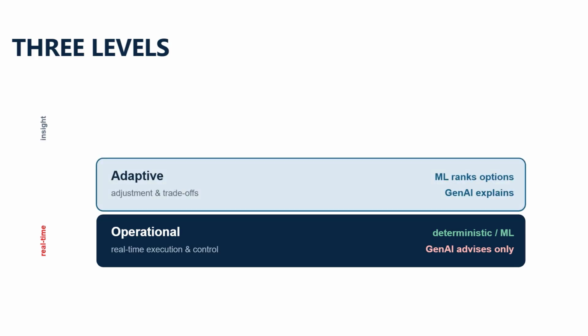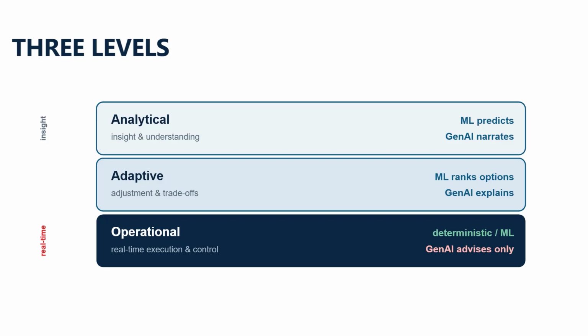In the middle, adaptive, adjusting and weighing trade-offs. Machine learning ranks the options, and generative AI explains them in plain language. At the top, analytical, insight and understanding. Machine learning predicts and spots patterns, and generative AI explains them, anchored to your data. Three levels, that is the whole map.